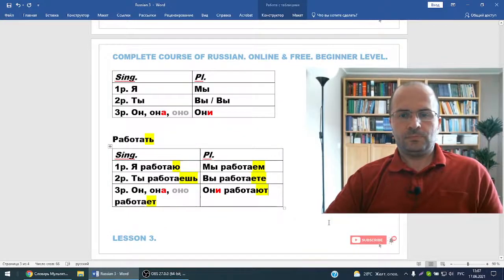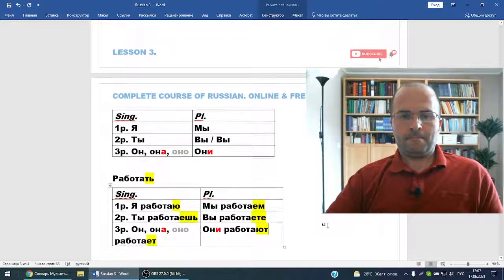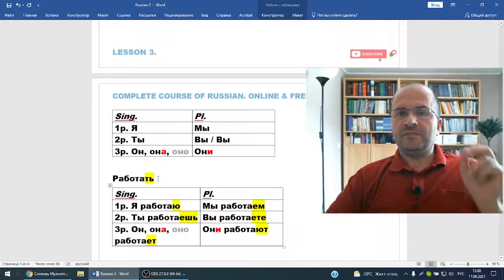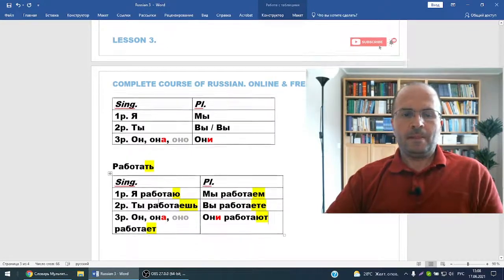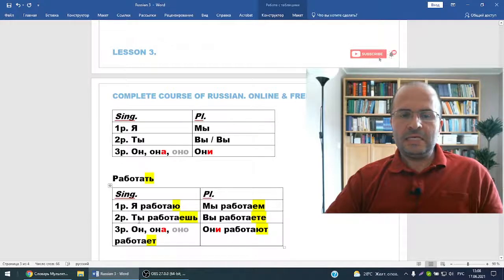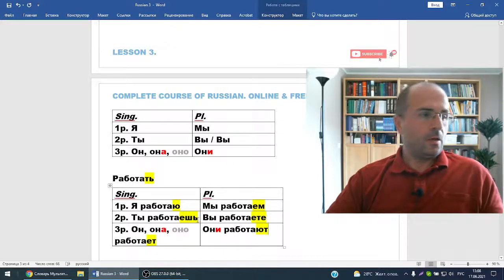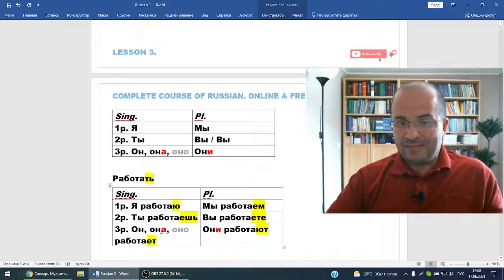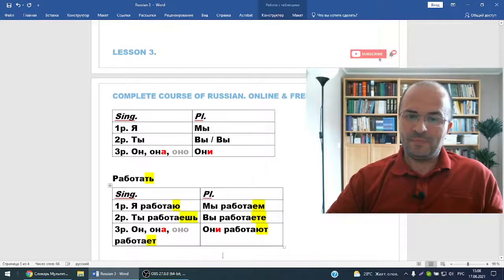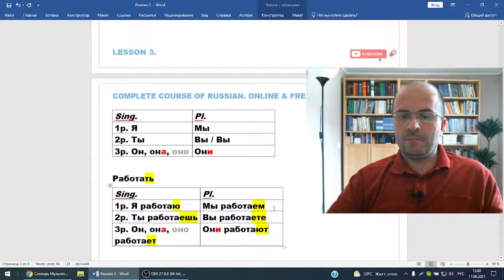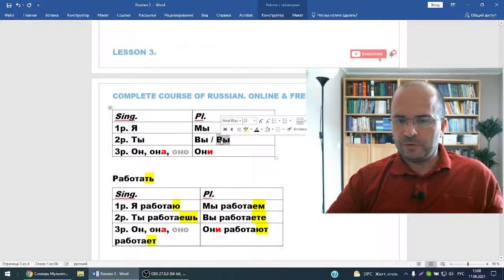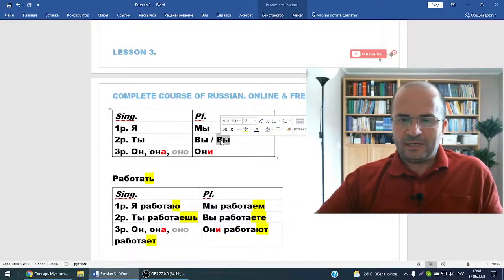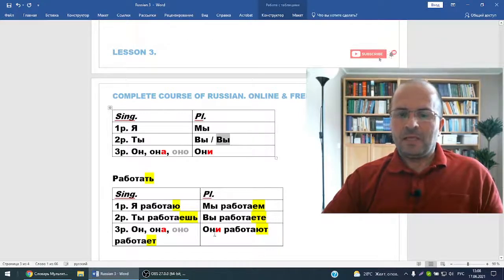So, I work, я работаю. Работать is the infinitive, to work. Okay? Indefinite form. Ты работаешь. You work. Он or она, he or she, works, работает. We work, мы работаем. You work, whatever, you, many people, or you, the form of respect. Вы работаете. They work, они работают. Okay?